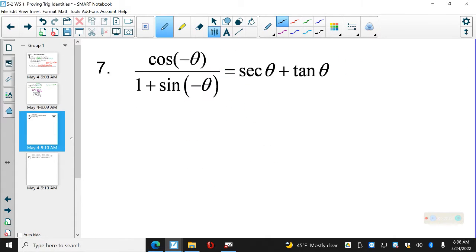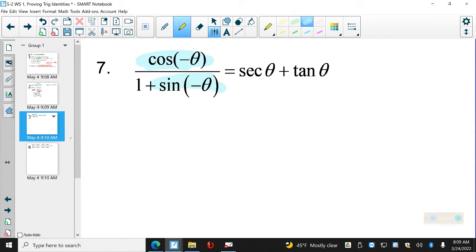Okay, next. Number 7. Now, if you turn the paper over, number 7, the directions say prove each identity. When you have the word prove, it means that you are taking the left-hand side of the equation and you are manipulating that until you can make it equal to the right-hand side of the equation. Yes? So, what's the very first thing you think we should do here? Negative cosine and 1 minus 1. This right here and this right here. We need to apply our even and odd identities.